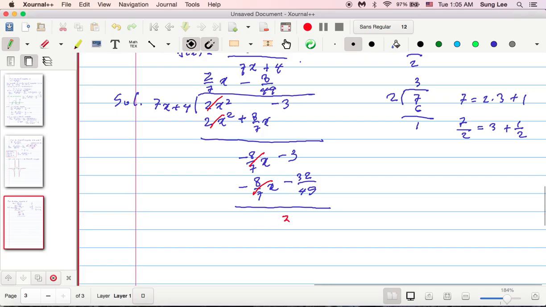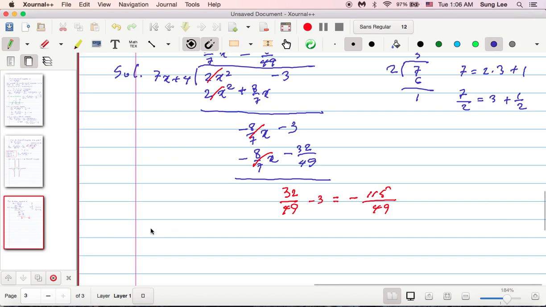And so negative 3, and since we are subtracting negative 32 over 49, that's going to be positive. That leaves 32 over 49 minus 3. 49 times 3 is 147, so 32 minus 147 is negative 115 over 49. This is the remainder.